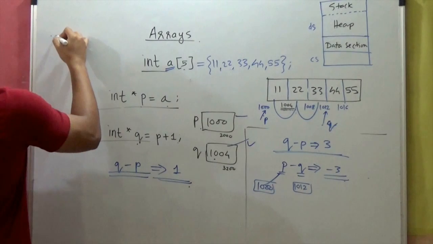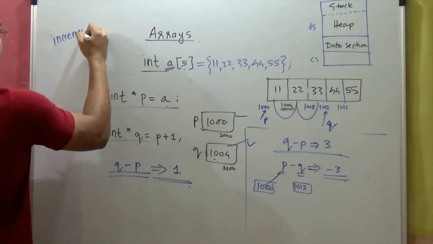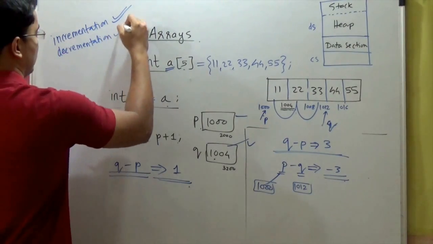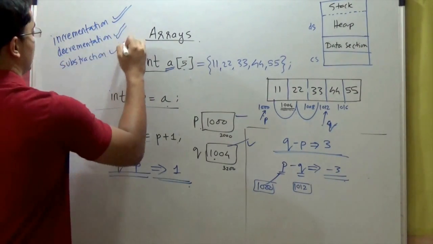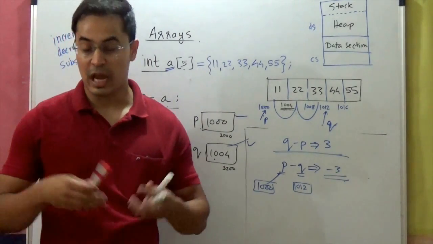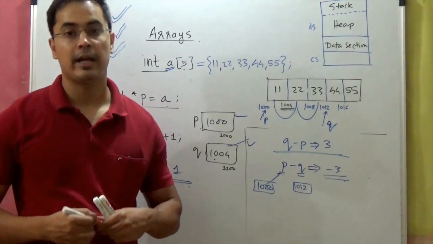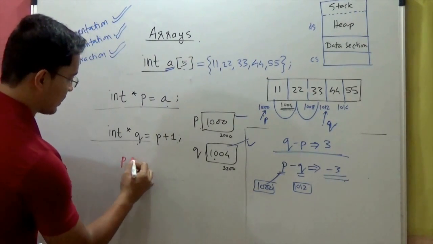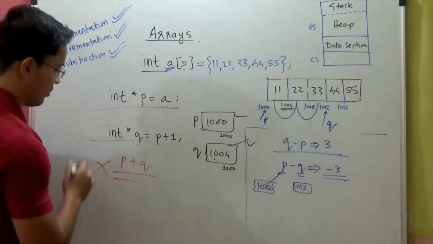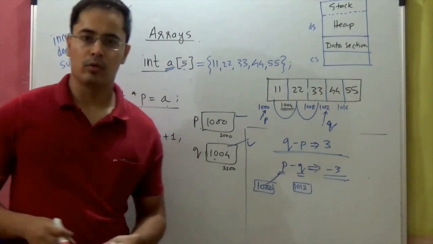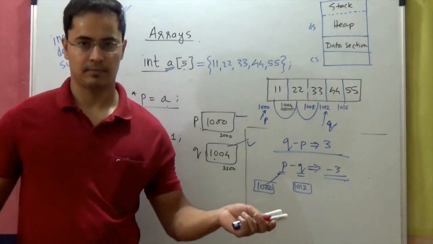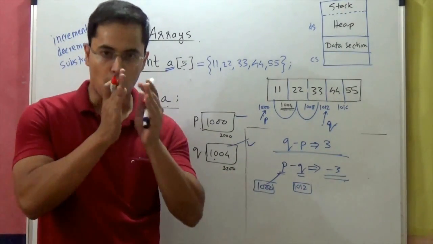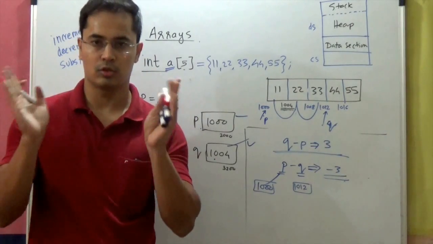So what kind of arithmetic operations are possible on pointers? Incrementation, possible. Decrementation, possible. Subtraction, possible. The arithmetic operation that you cannot perform on pointers is addition of 2 pointers. You cannot say something like p plus q. This is not allowed. What are you trying to do? You cannot add addresses. We are not actually subtracting addresses either; we were just calculating how many integers those 2 pointers were apart.